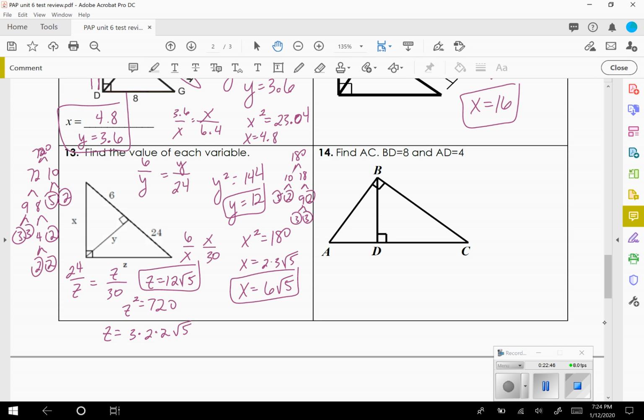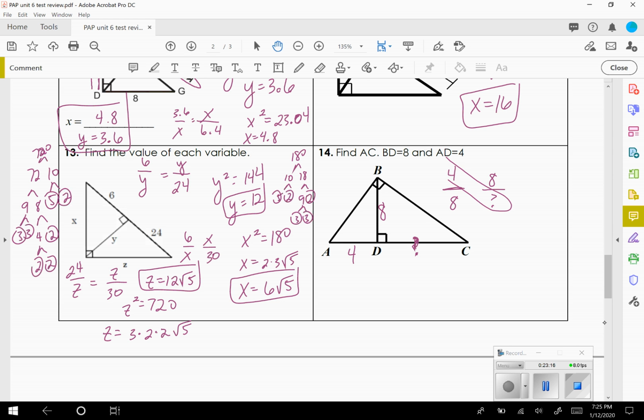Alright, now it says find AC. It tells us BD is 8 and that AD is 4. Basically, we need to find DC here, and then we could find what AC is. We're going to have to use the heartbeat method here, but it's going to be a little bit different. So remember, your altitude goes on one diagonal, so we're going to have 8 and 8 here. One piece of the hypotenuse goes there, and the other part goes right here.